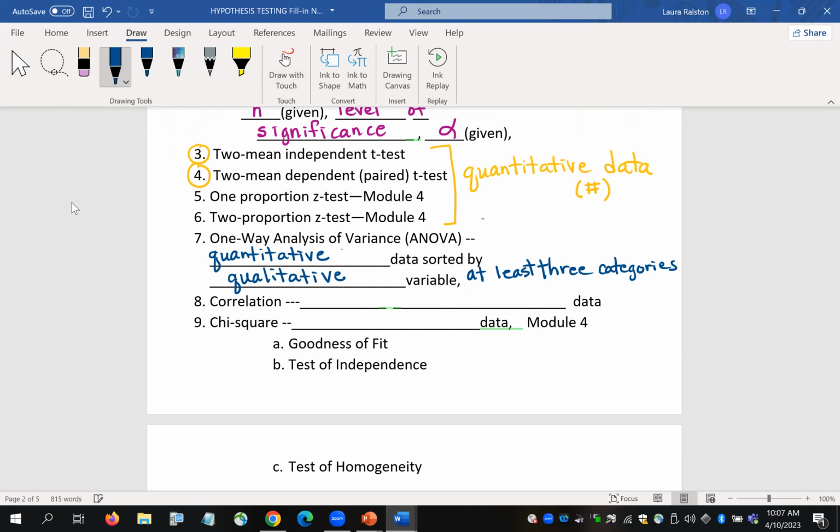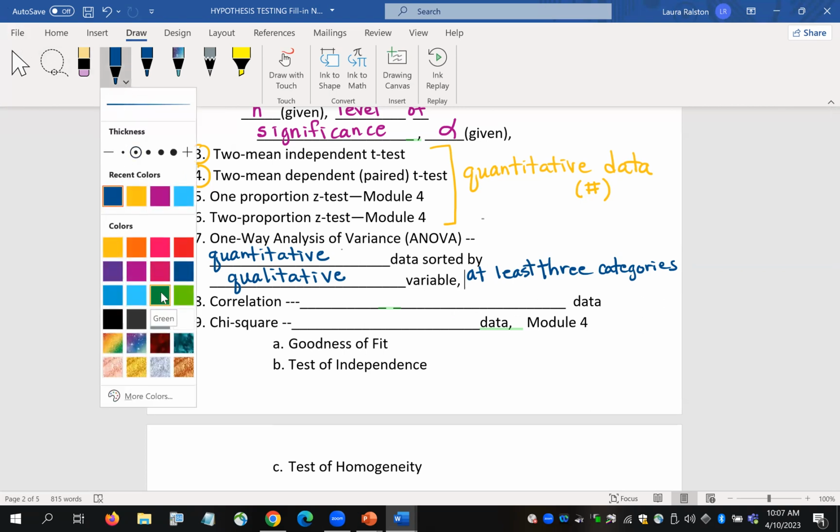If you only have 2, then you're going to do a two mean independent t or a two mean dependent t. So ANOVA gets us into what if we have 3 or 4 or 5 or 10? That's when we get to ANOVA.